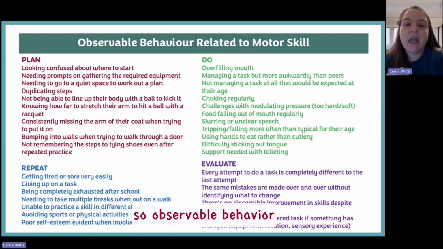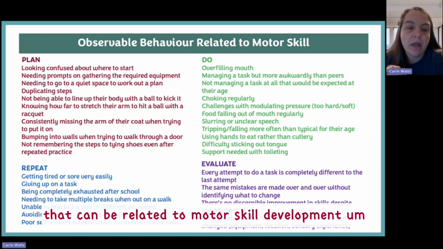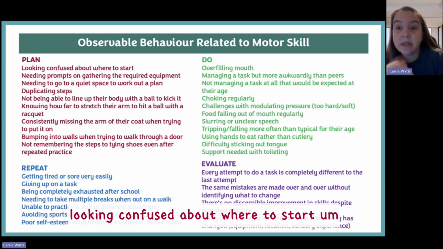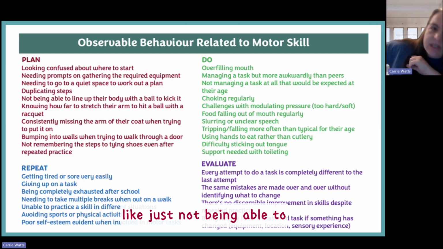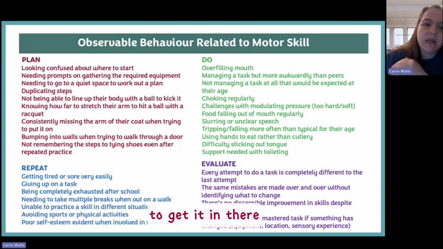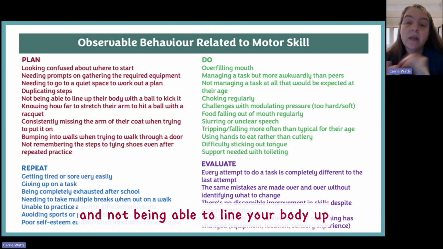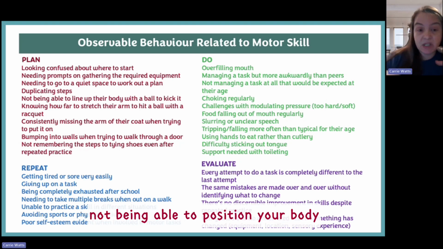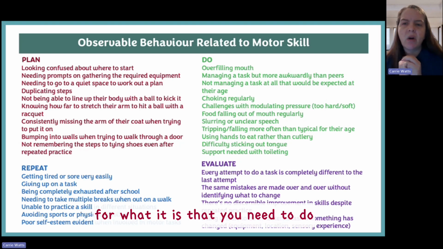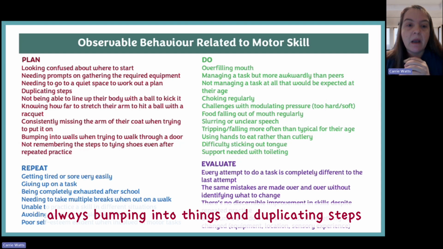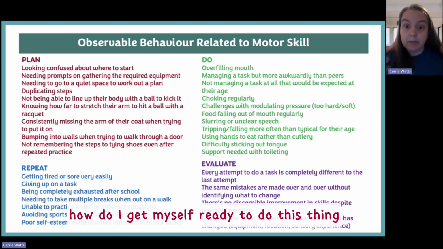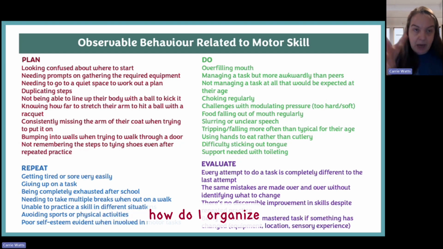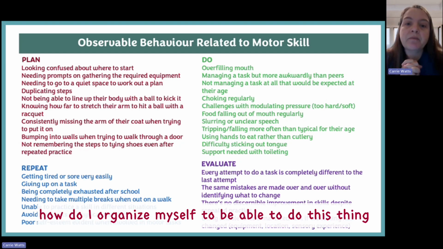So observable behavior that can be related to motor skill development: looking confused about where to start, always missing the arm in your jacket, just not being able to get it in there, not being able to line your body up, so not being able to position your body for what it is that you need to do, always bumping into things, duplicating steps. That's all about, how do I get myself ready to do this thing? Or how do I organize myself to be able to do this thing?